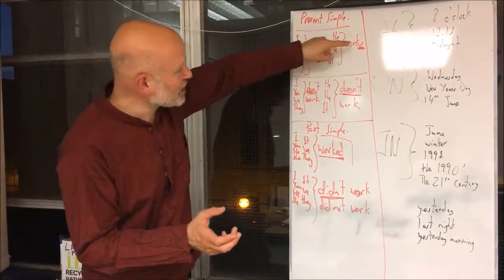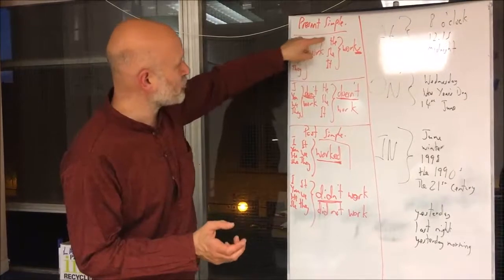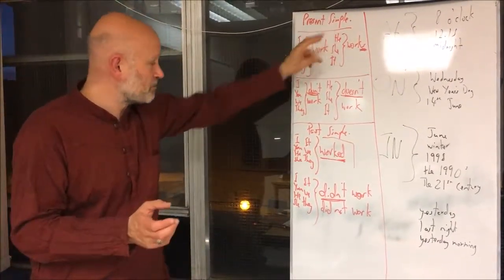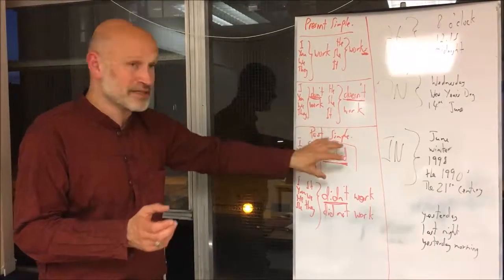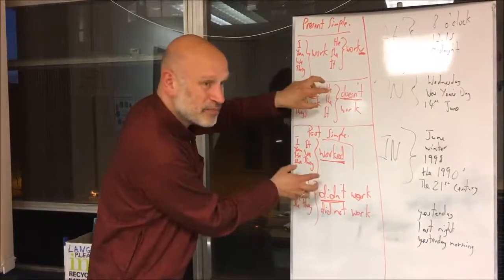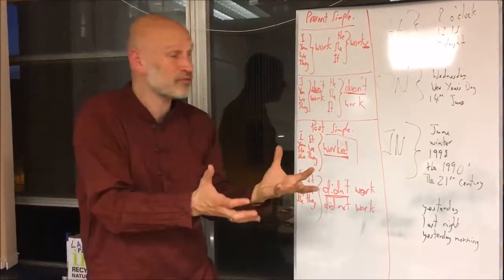So things change for the verb in the third person positive in the present simple, and for everything in the past simple in the positive. And in the negative, we need to remember this auxiliary verb change and the main verb staying present simple first person.